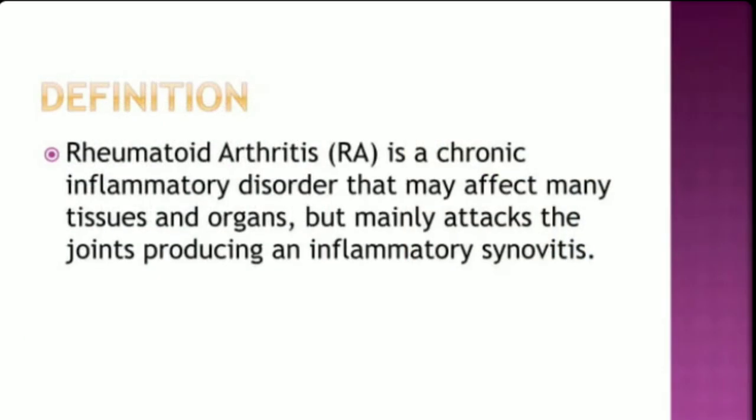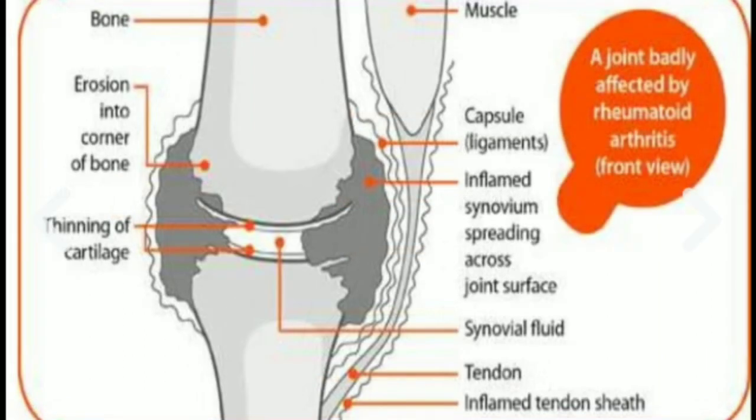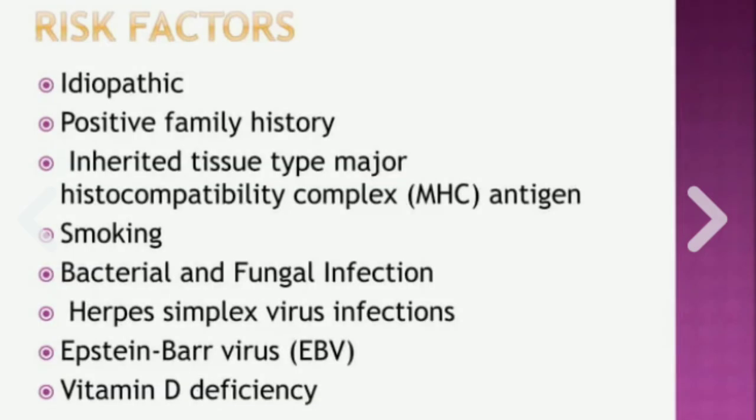Definition: Rheumatoid arthritis is a chronic inflammatory disorder that may affect many tissues and organs, but mainly attacks the joints, producing an inflammatory synovitis. You can see it in the picture: bone, muscles, tendon, inflammation. Risk factors: idiopathic, positive family history, inherited tissue type, major histocompatibility complex, smoking, bacterial and fungal infections, herpes simplex virus, Epstein-Barr virus, vitamin D deficiency.